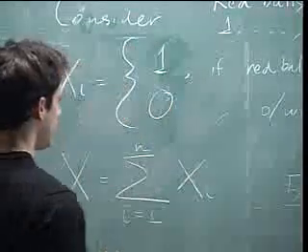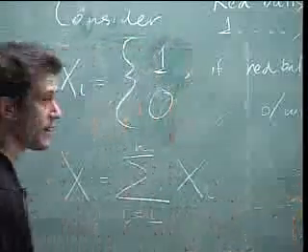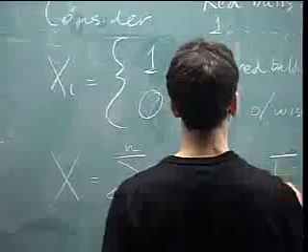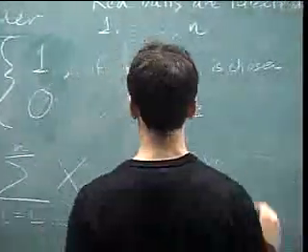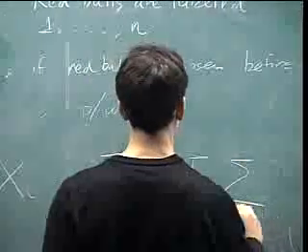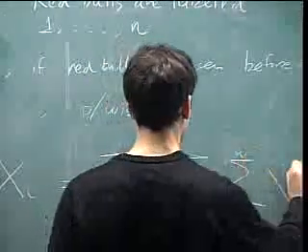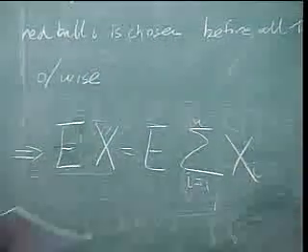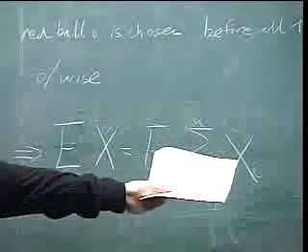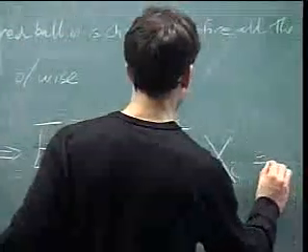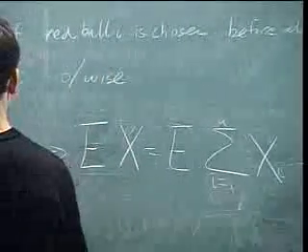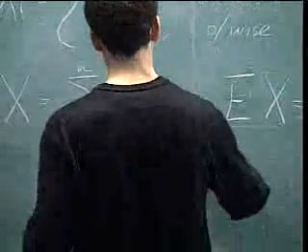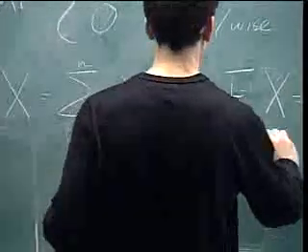And now, these are equal, so their expectations are going to be equal as well. This means that the expected value of X is equal to the expected value of the sum from i equals 1 to n of Xi. Well, expectation is additive, so we can put the expectation into the summation. So this is equal to the sum from i equals 1 to n of the expected value of Xi.